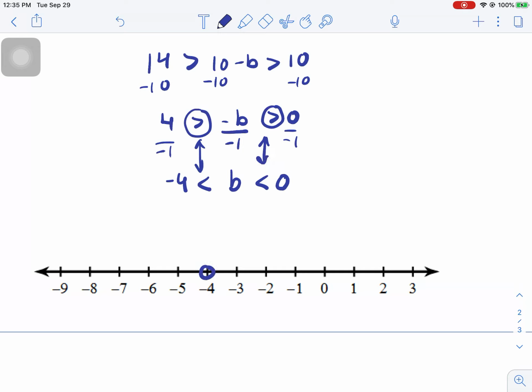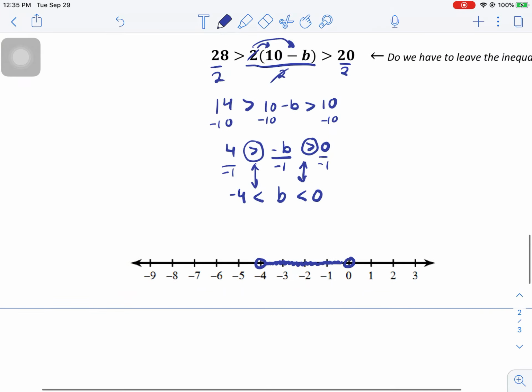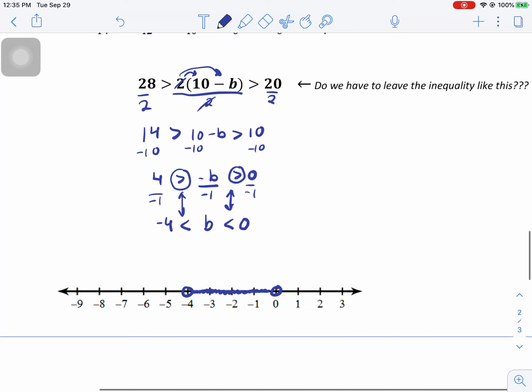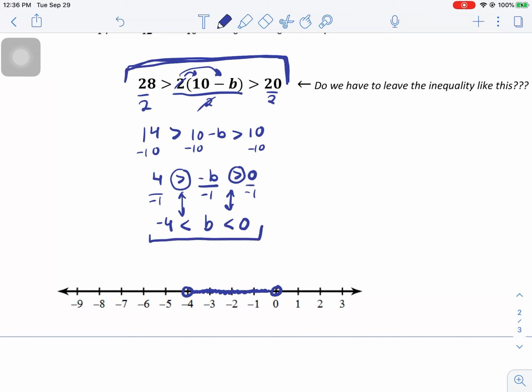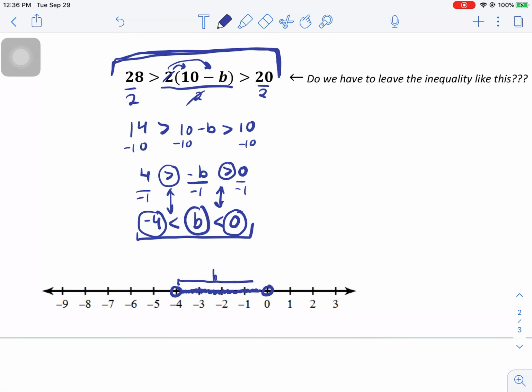So then we go -4, open circle, 0, open circle, and then because b is in between those two things, we're drawing that line there, right, in between the two values. So if it starts as a compound inequality like this, guys, I would always leave it like that. It's just easiest to figure out what you are drawing at the end, because it's literally saying b between -4 and 0, right? So we do our b is all of these values between -4 and 0.